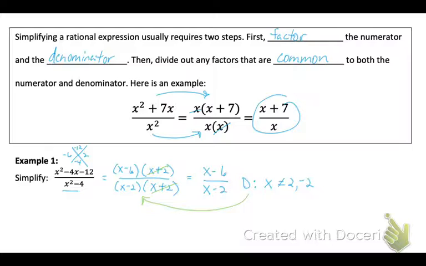So again, to determine what exclusions we need for the domain, you're going to look one step back to the point in your rational expression before you simplified and divided things out. Because even though in the final answer we don't see the x plus 2, it is still a part of the problem.